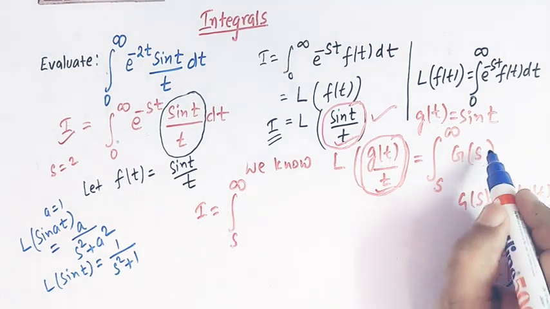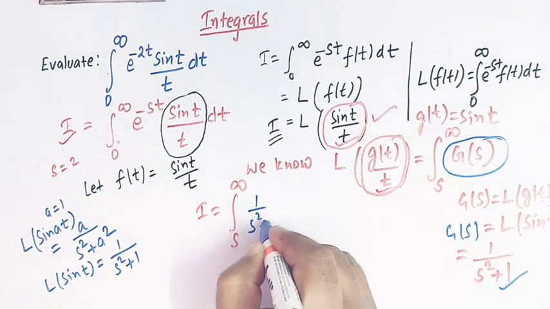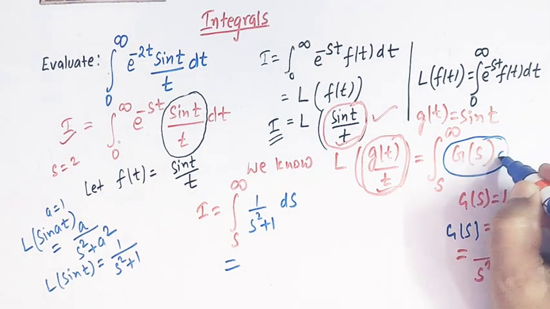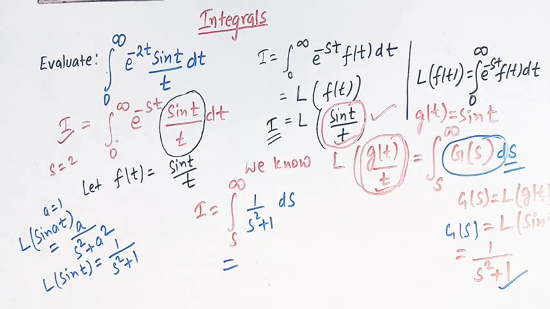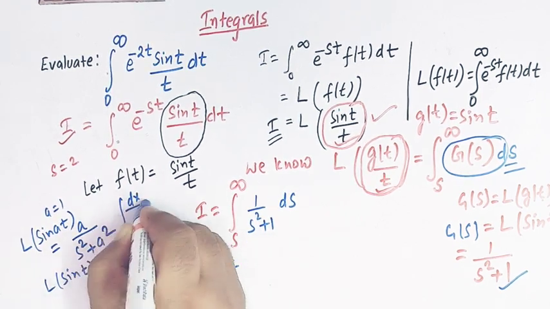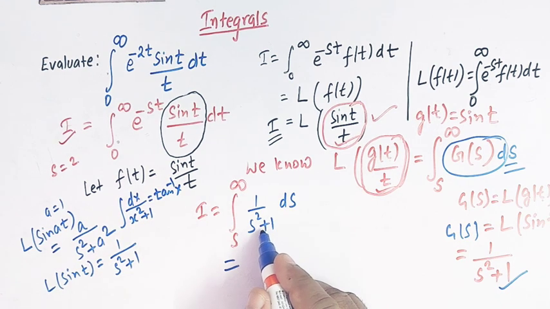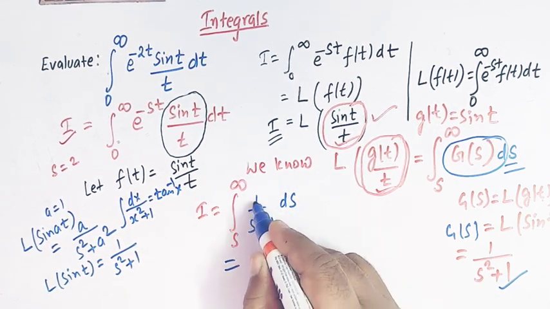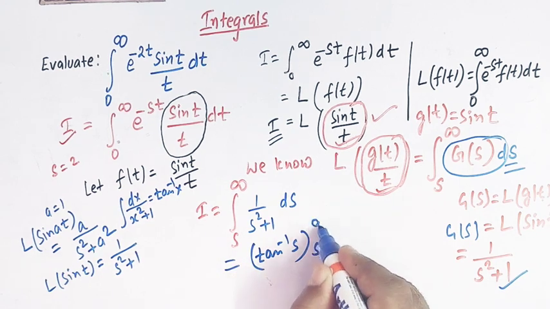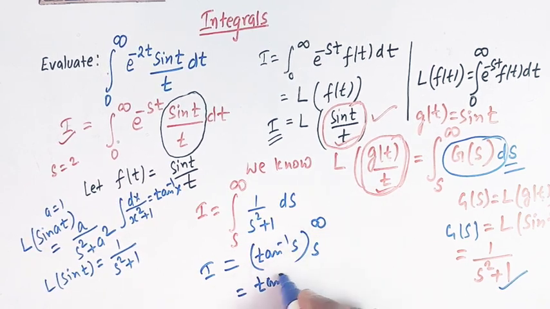So now we can take the value of g(s) as 1 over s squared plus 1, right? Now we have g(s) and ds also. So now we have a simple integral here, because we know that the integral of dx over x squared plus 1 is equal to tan inverse of x. And here we have the integral in terms of s, with 1 over s squared plus 1. So the integral is tan inverse of s, and the limits of integration are from s to infinity. So now we can substitute the limits and take the difference.